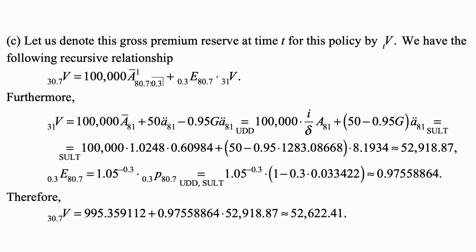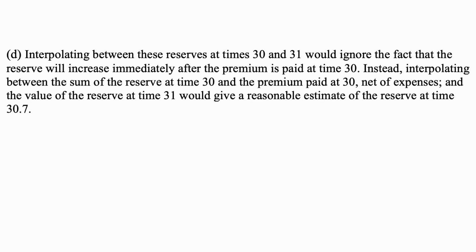And therefore, 30.7V is equal to 995.359112 plus 0.97558864 times 52,918.87. That's approximately 52,622.41.